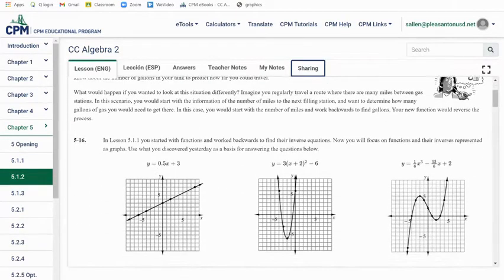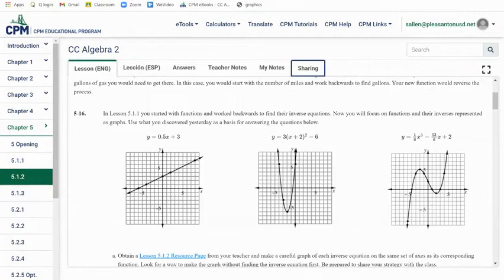It says, in lesson 5.1.1, you started with functions and worked backwards to find their inverse equations. So keep in mind we had two different ways. One way was we wrote out all of the steps of the operations, and you could always work backwards and do the opposite. Another way was by solving it algebraically by following those steps where you switch x and y and solve for x. So now we're going to focus on functions and their inverses represented as graphs. So use what you discovered yesterday as a basis for answering the questions below.